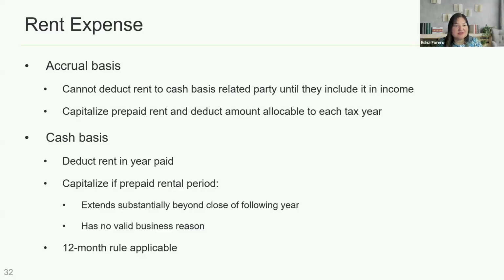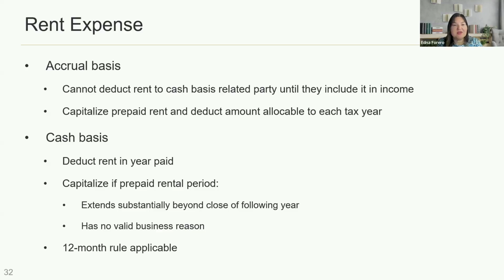Under the accrual basis, we cannot deduct rent to cash basis related parties until they include it in income. Related parties, we may see that with one person renting to a family member or to a very close friend. We want to make sure that we capitalize the prepaid rent and deduct any amount allocable to each tax year. Again, we saw that earlier. We paid rent in advance, X number of dollars for a couple of years. We want to make sure that we only deduct the amount that's allocable or that's used in the tax year that it applies to.